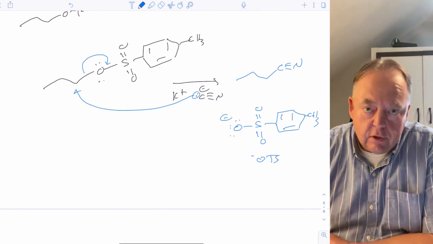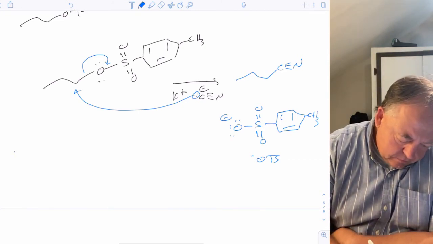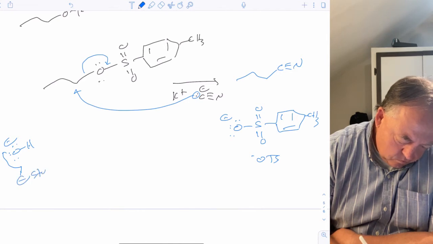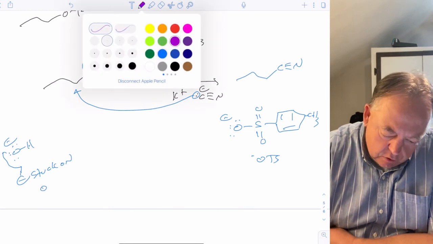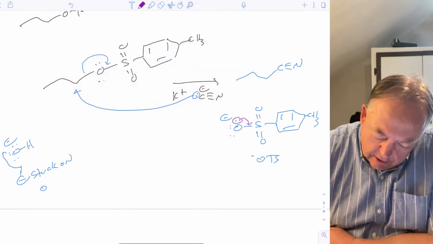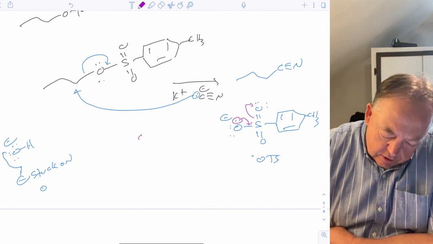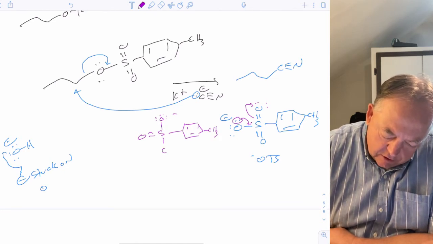So why is this a good leaving group compared to hydroxide? If this is hydroxide, then that negative charge is stuck on the oxygen. But if it's the OTs group, it's not, because you can take a lone pair and delocalize it through this oxygen to make this resonance form. Or you could have delocalized it through the other oxygen.